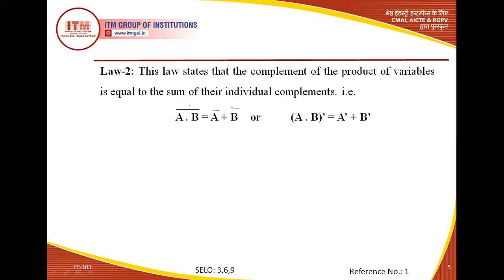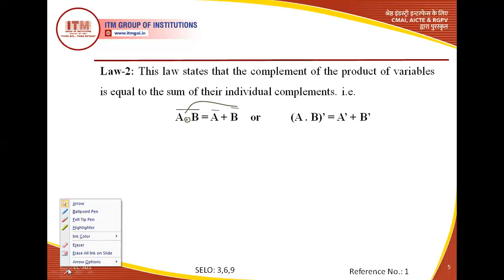It can also be seen that we break the line and change the sign. So this sign will change: it will convert plus into dot, and dot will convert into plus. So the break the line, change the sign rule is also applied on this function. And it can also be written as Y dash. That means (A dot B) whole dash is equal to A dash plus B dash.